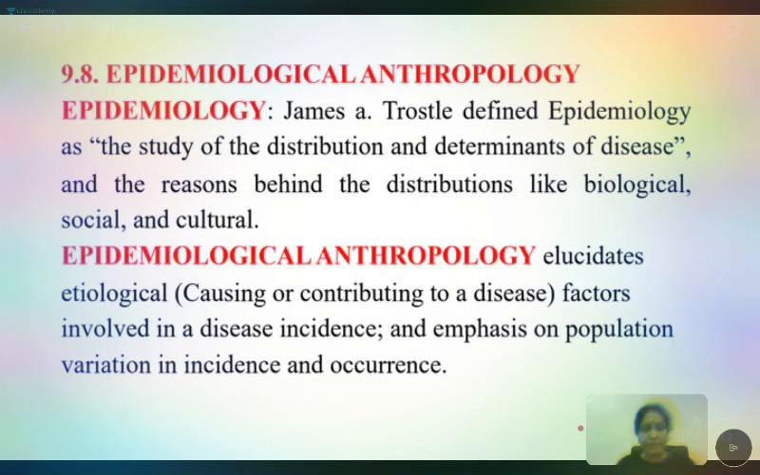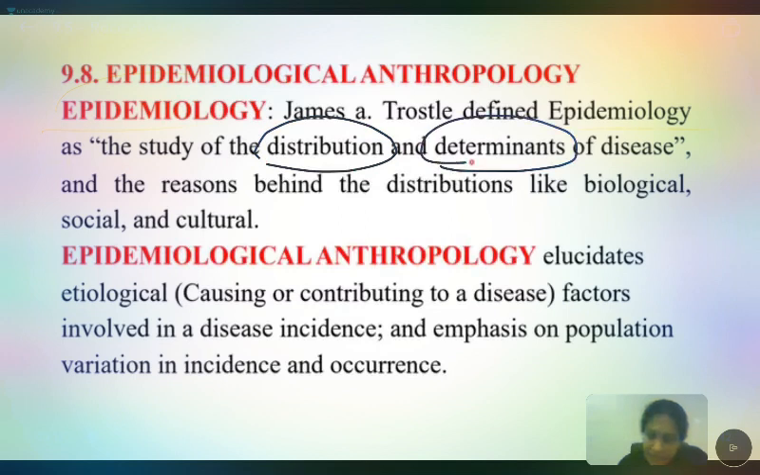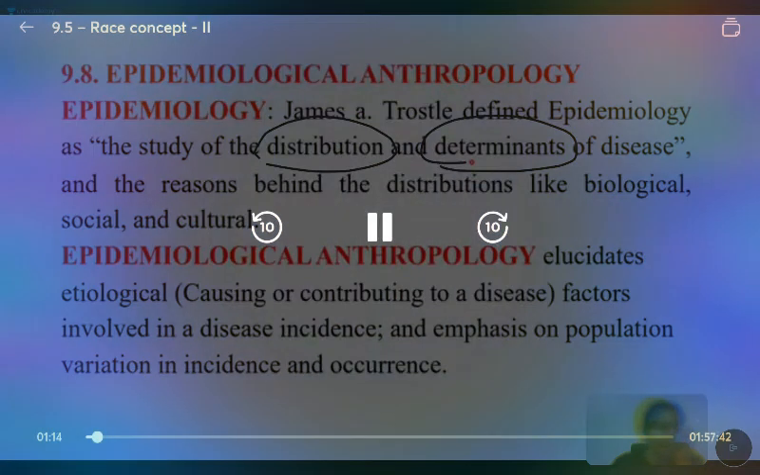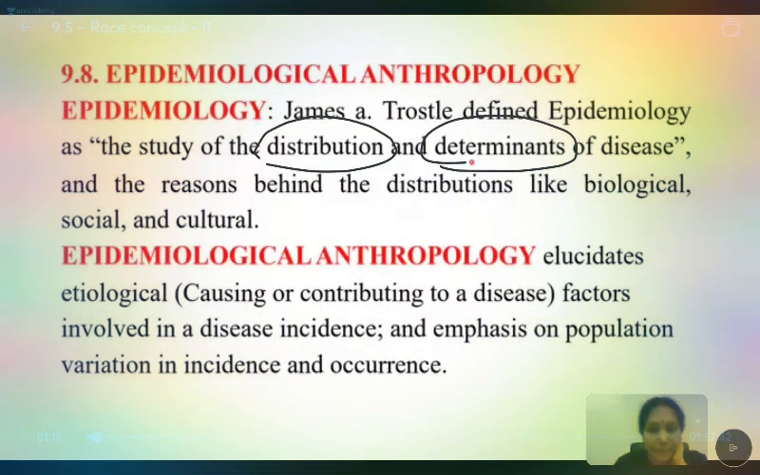Right. So, first of all, what is epidemiology? What is epidemiological anthropology? Let us first understand what epidemiology is. James Throssell defined epidemiology as the study of distribution and determinants of diseases. Is it clear? Epidemiology studies two things. What are the two things that epidemiology deals with? Distribution and determinants. Okay, very good.